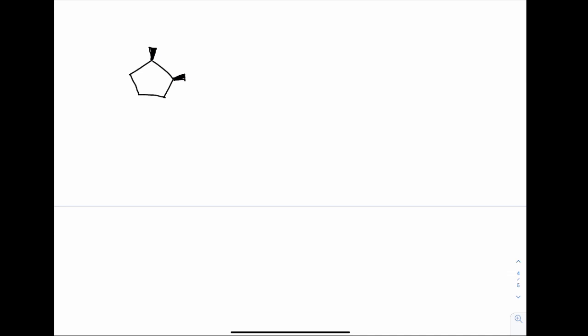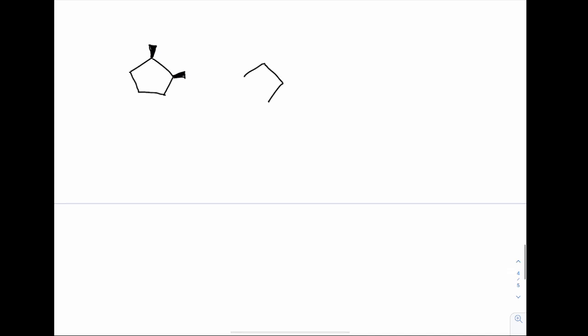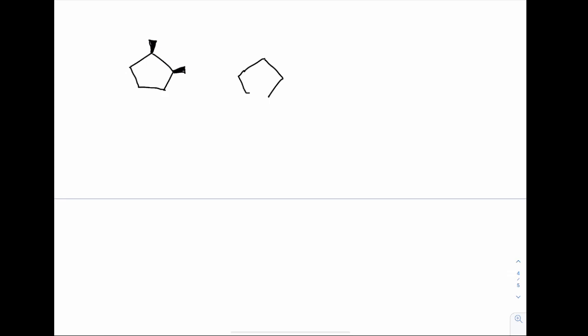So my ring is in the plane of my iPad, and then those 2 methyl groups are coming out at us. I could also draw it where the 2 methyl groups are going back. In either one of those, the 2 methyl groups are pointing in the same direction, right? Either both forward or both back.